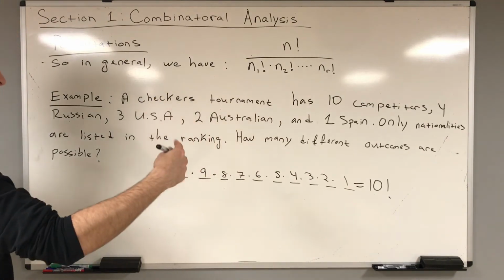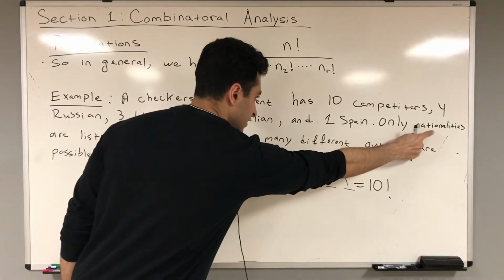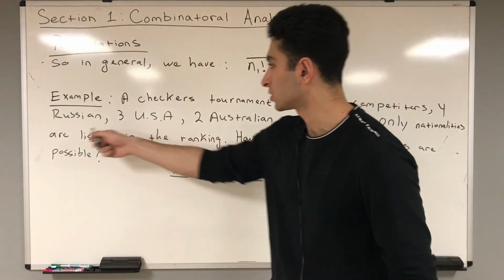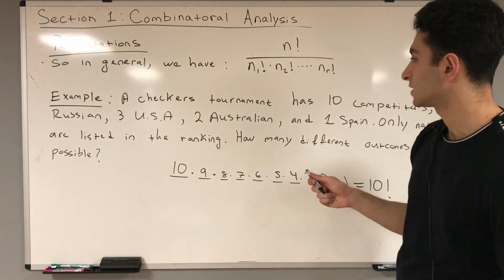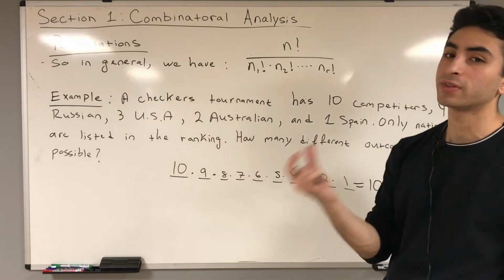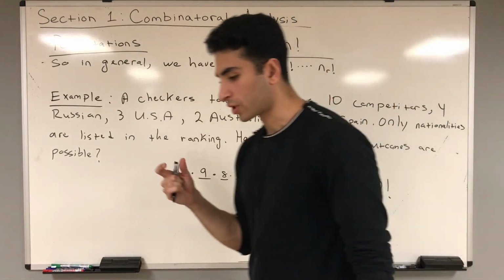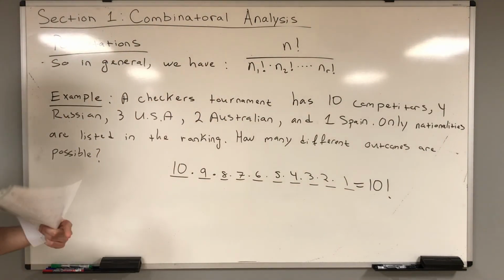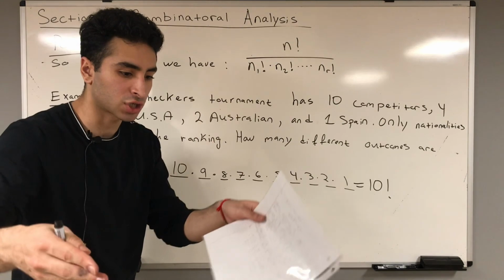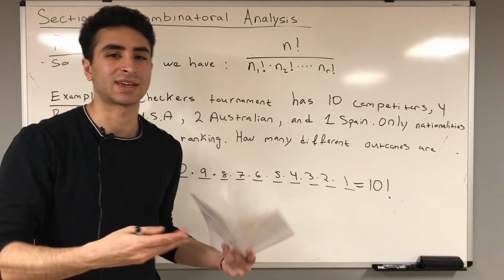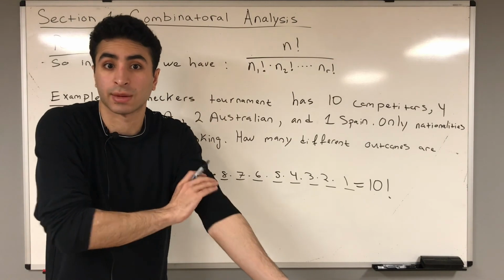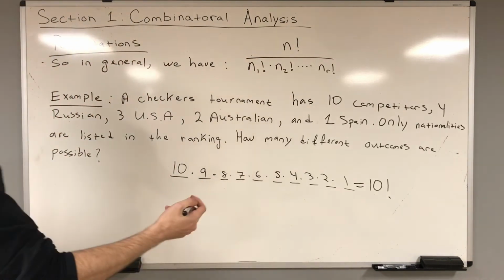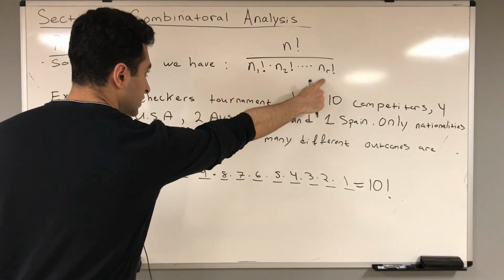However, the tournament only lists the nationalities in the ranking. Meaning I cannot distinguish between one Russian and his Russian friend. Or I cannot distinguish between the 2 Australian guys because only their nationalities are listed in the ranking. So we're overcounting again. So we have to account for these indistinguishable nationalities, right? Russian and Russian is the same, so Australian and Australian is the same. So we have to divide out the ones that are the same.